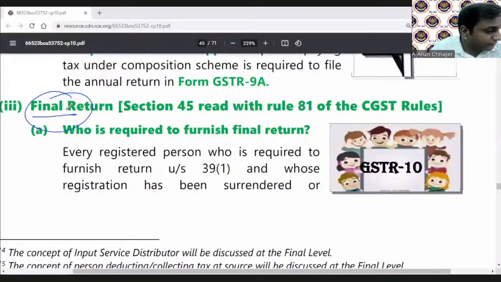Sir, means in the return of May we have to add the revised invoice? Absolutely, Brinda. Your understanding is correct.